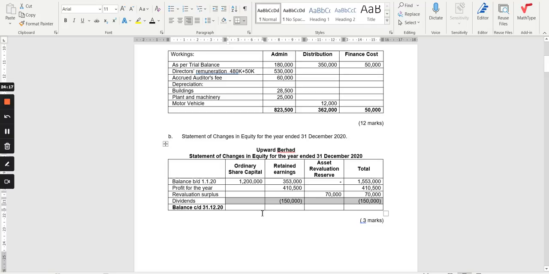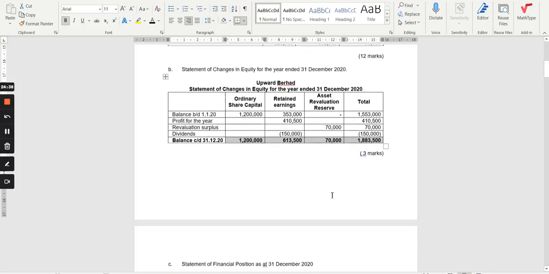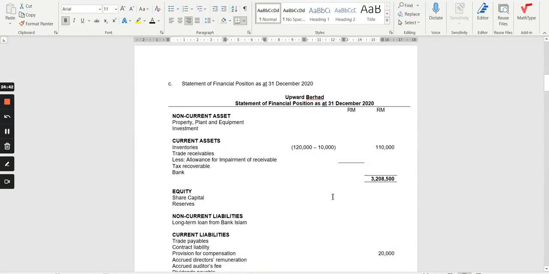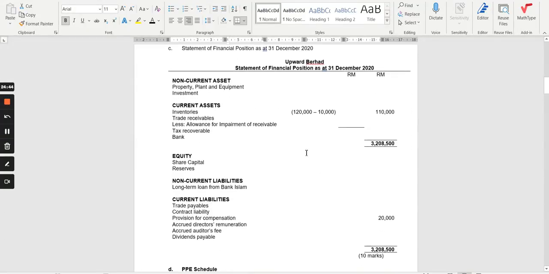So don't go and put under finance costs unless this dividend is redeemable preference dividend. This is not redeemable preference dividend. So therefore, this is just the dividends paid to equity shareholder. And therefore, you have your balance at the end of the year. Done with that. Next is to look at your statement of financial position.